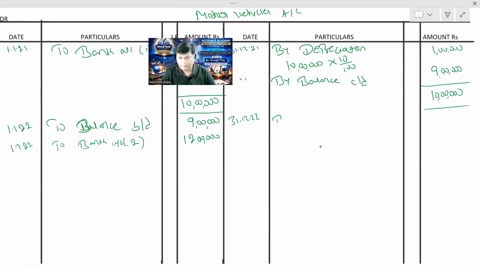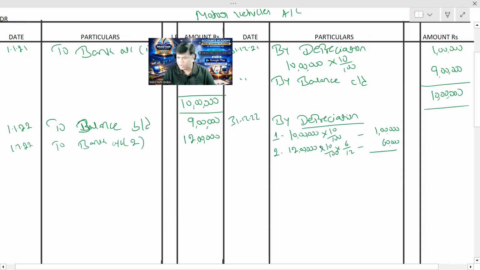On 31/12/2022, by depreciation, just segregating: the first motor vehicle cost is 10 lakh, and it is utilized for the full year. So 10% of 10 lakh is 1 lakh. The second motor vehicle was purchased for 12 lakh and utilized for July to December, 6 months. So 12 lakhs into 10 by 100, that is 1,20,000, into 6 by 12, you'll get 60,000. Dear students, total depreciation is 1,60,000 for this year.